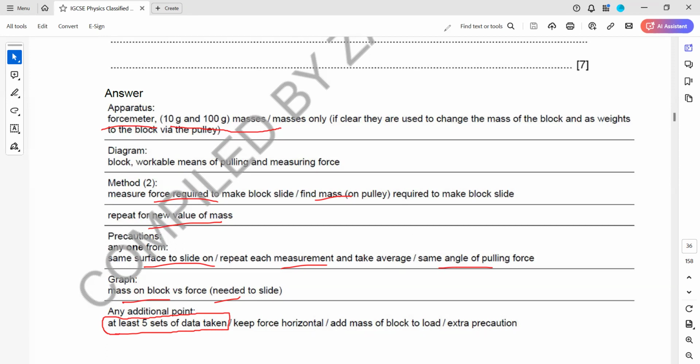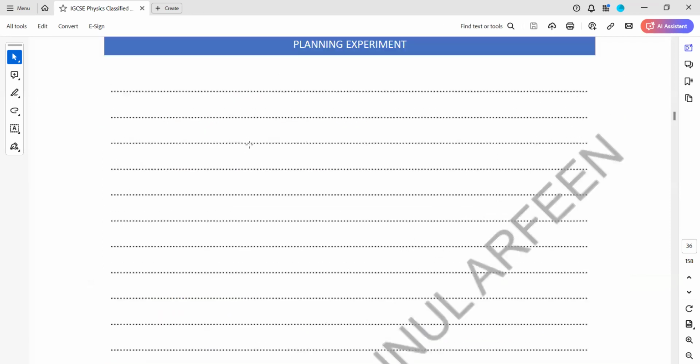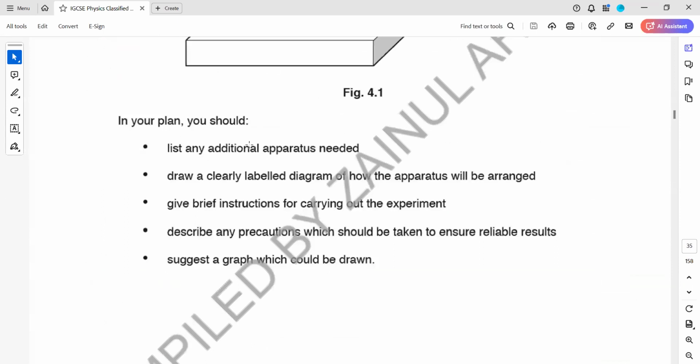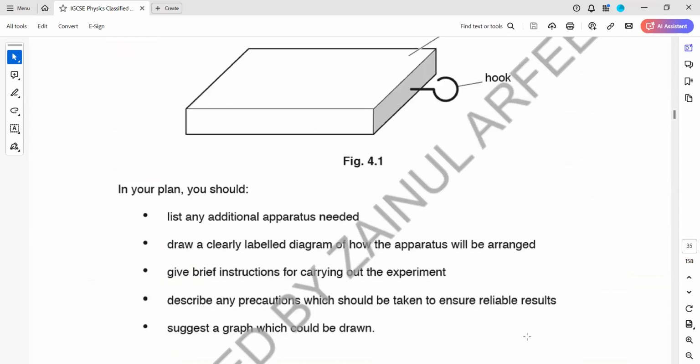Is this experiment clear? Yes, sir, clear. Okay, plan this experiment and you will send your answers after the session. You can send.